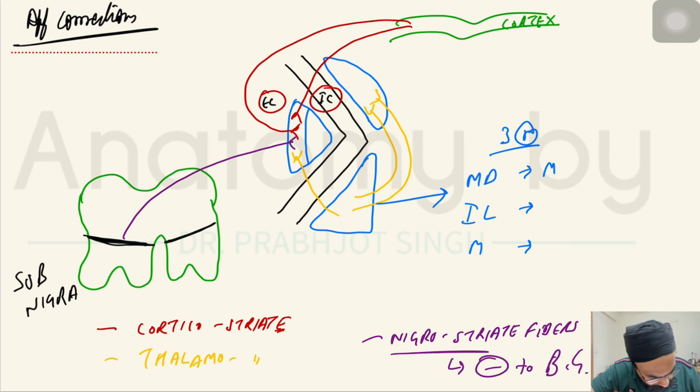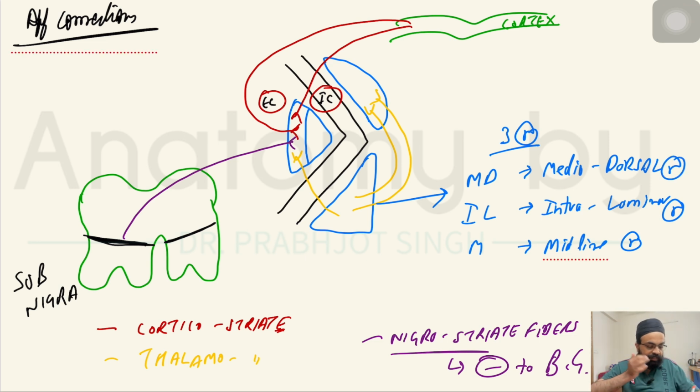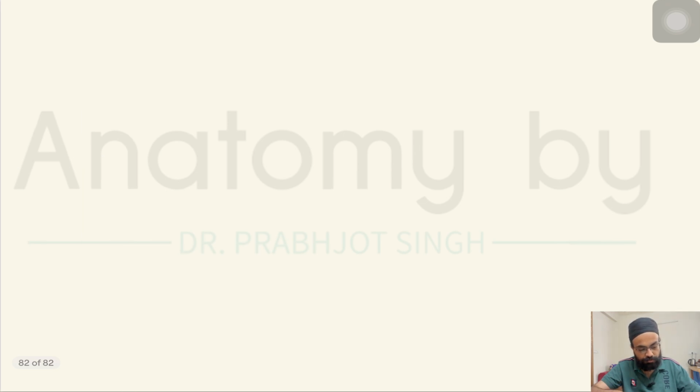Now, MD is medial dorsal, IL is intralaminar, and M is midline nucleus. So from here the fibers from the thalamus are coming. I hope that is clear about the afferent connections. Now let us move on to the efferent connections.